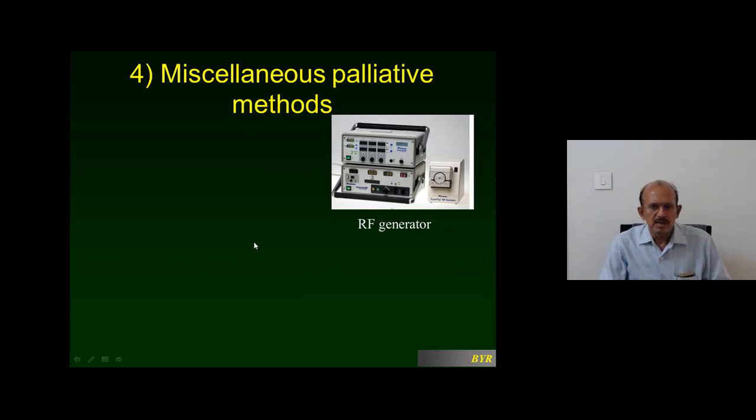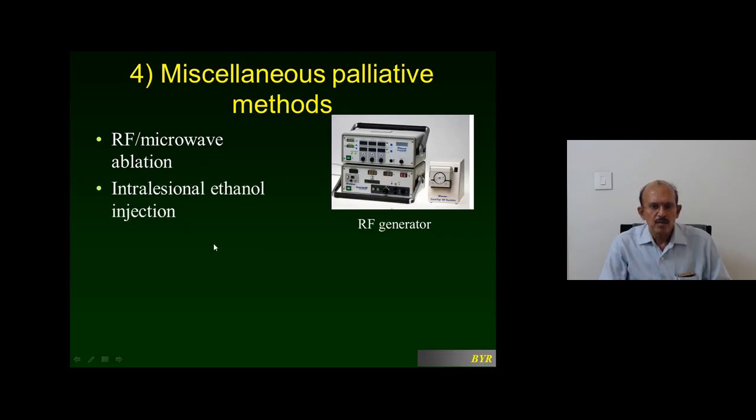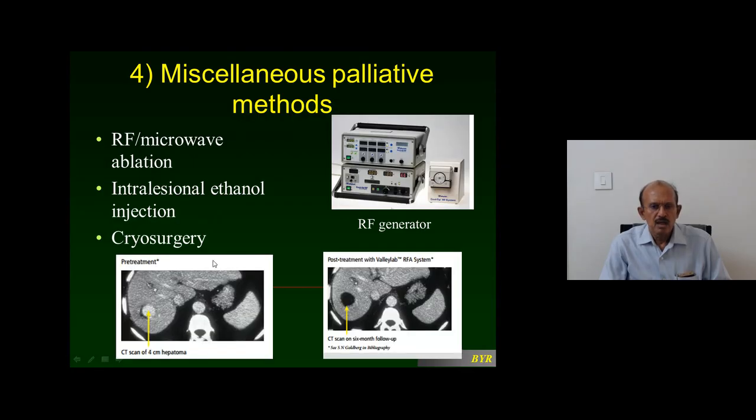Other palliative methods: RF or microwave ablation, intralesional ethanol injection, cryosurgery. The microwave is like that being commonly used in the kitchen. In the same way, there will be microwave generators, and these microwave generators are used to radiate the liver tumors. With that, the liver tumor gets cooked away and the tumor gets necrosed.